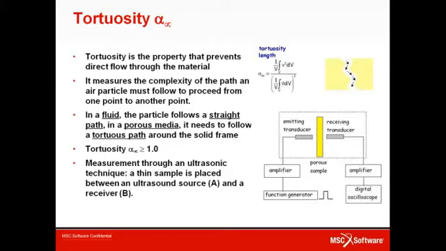The tortuosity creates a mass coupling between the skeleton and the fluid, and an ultrasonic technique can be used to measure the tortuosity. In this technique, a thin sample is placed between an ultrasound source and the receiver, and the propagation speed with and without the sample will characterize the tortuosity.